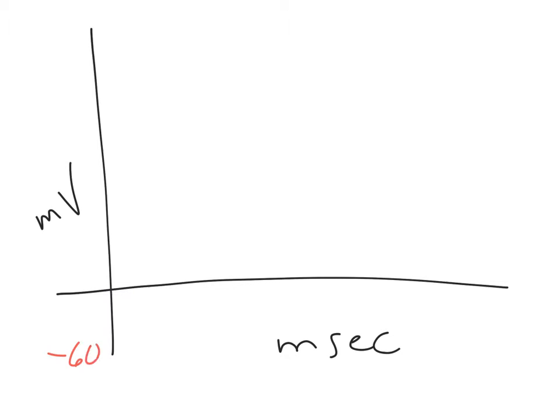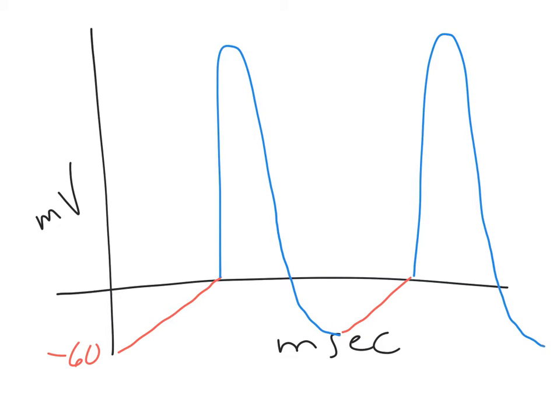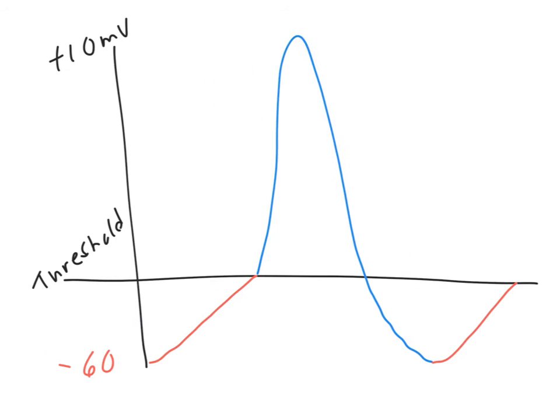Here, around minus 60 millivolts, it depolarizes until it reaches threshold and generates an action potential, then comes back to minus 60, at which point it will again spontaneously depolarize and generate another action potential, and the story will continue.